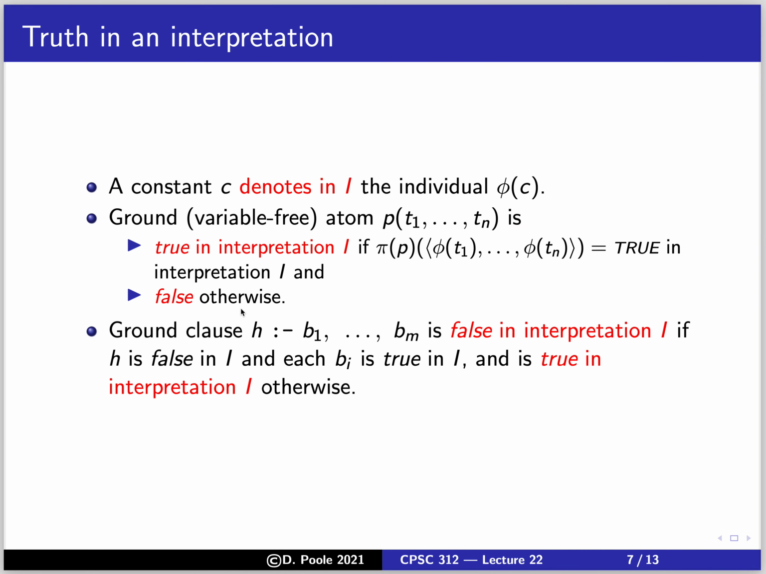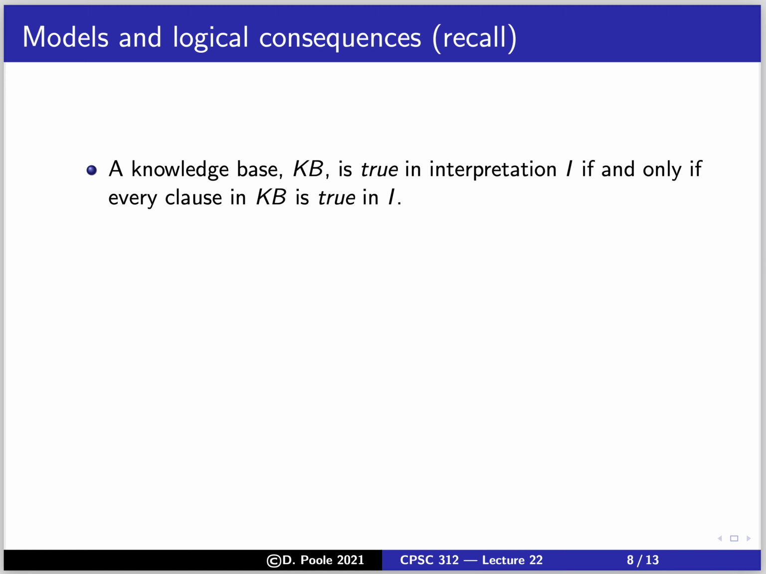And this ground clause is false in interpretation I if H is false and each Bi is true, and it's true otherwise. So this is exactly the same definition we had before. The only thing here is we're going to talk about what entities, what individuals denote, and also what the meaning is of when relations are true. Right? And the same definitions we had before.